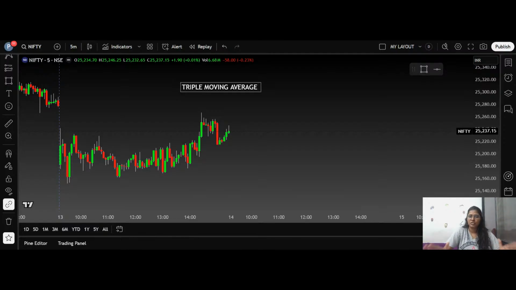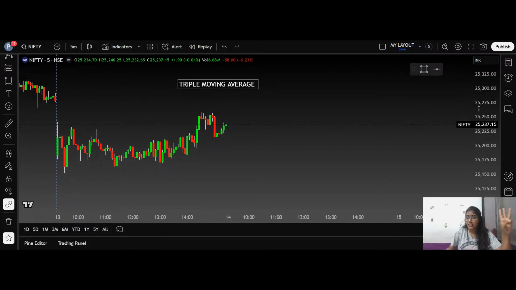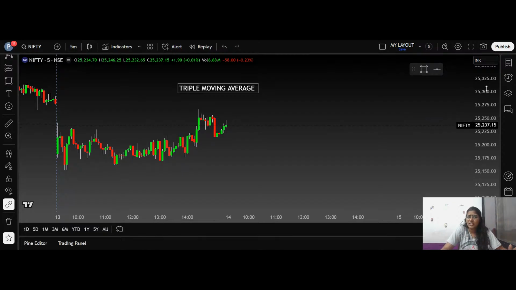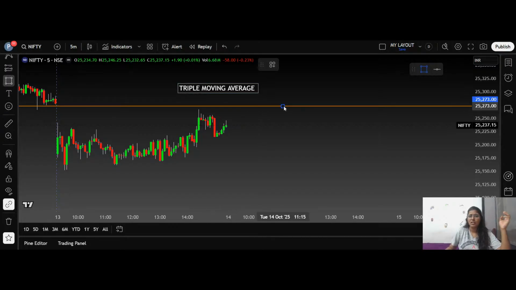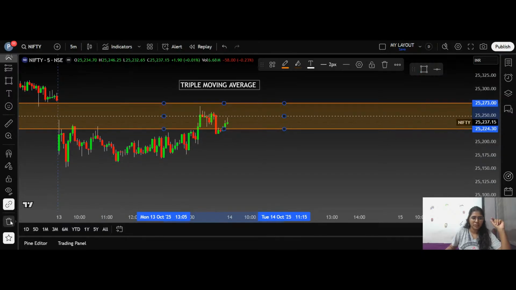So here instead of using one SMA or two SMAs, in triple moving average we are using the crossover of three SMAs, and all the three SMAs must be of short term, medium term, and long term. So what is the meaning of three SMAs? Short term, long term, and medium term.